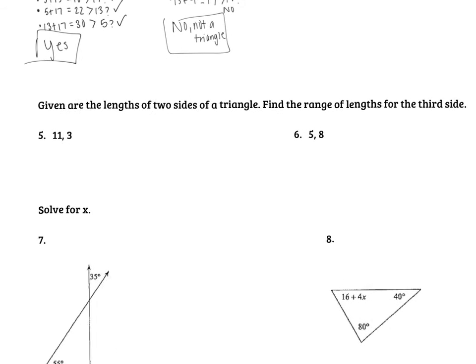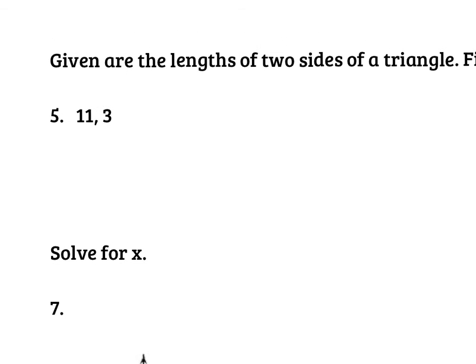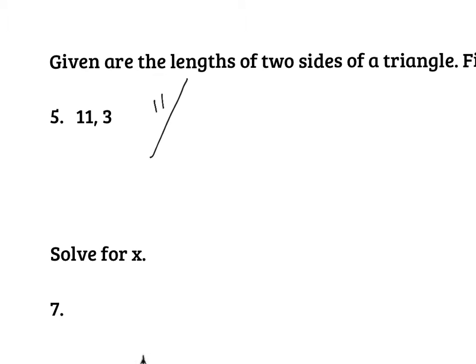So it says, given are the lengths of two sides of a triangle. Find the range of lengths for the third side. So right now, they're just giving me 11 and 3. So I know that one side of my triangle is 11, the other side is 3. So what are the possible ranges of lengths for the third side? That's what our mystery is. So there's not just one right answer, there's a range based on the triangle inequality theorem.